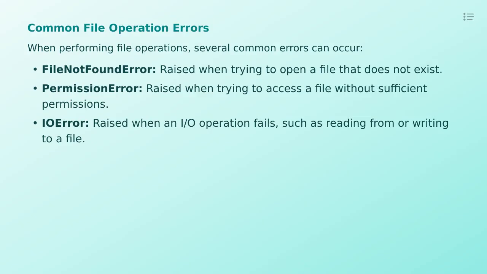Now, common file operation errors. When performing file operations, several common errors can occur. First, file not found error, raised when trying to open a file that doesn't exist. Also, permission error, raised when trying to access a file without sufficient permissions. Finally, I/O error, raised when an I/O operation fails, such as reading from or writing to a file.